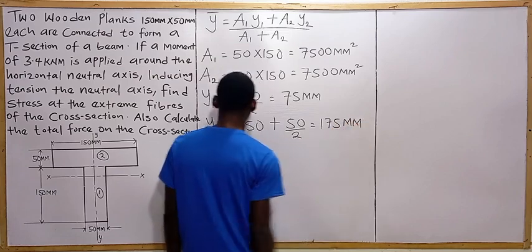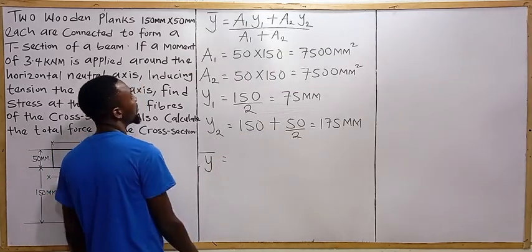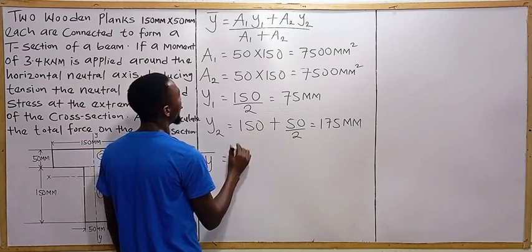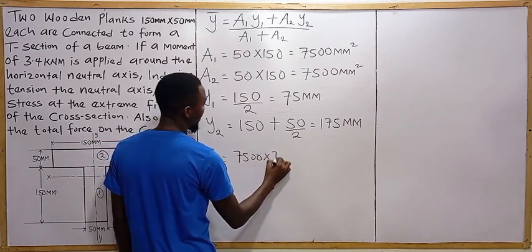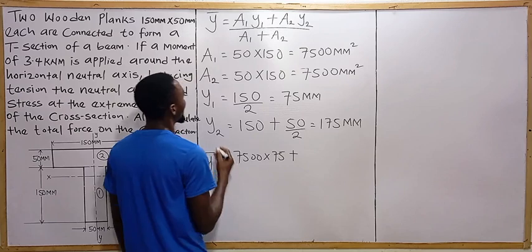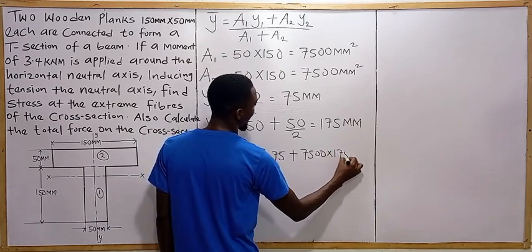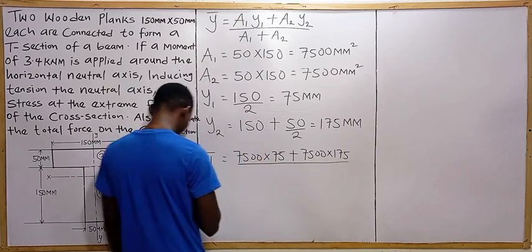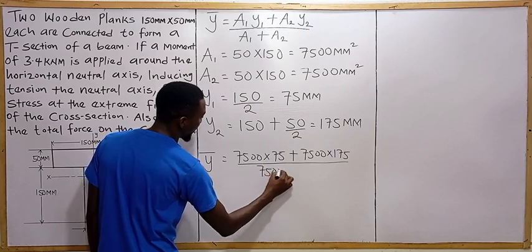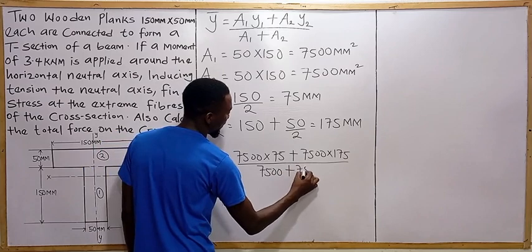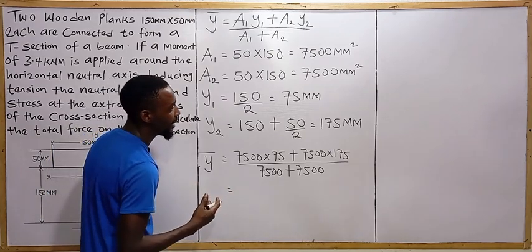If you substitute now, we are going to have y bar equals a1, that is 7,500, multiplied by our y1, which is 75, plus a2, 7,500, multiplied by our y2, which is 175, divided by a1 plus a2, that is 7,500 plus 7,500.